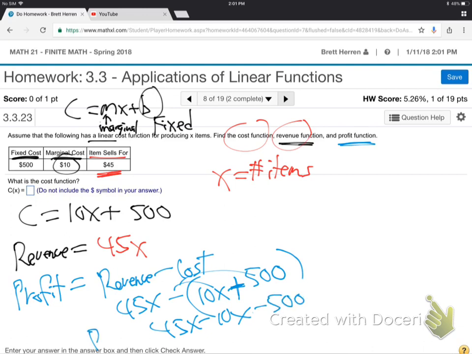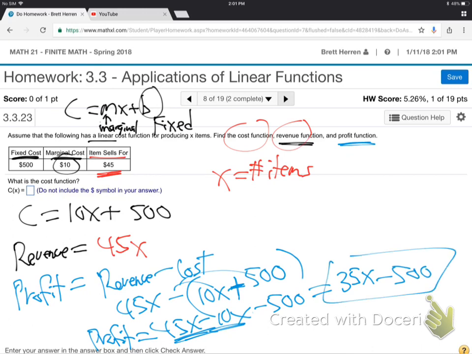So there's the profit function. And let's gather like terms. 45x minus 10x, 35x minus 500. There's the profit function. So that company can figure out how much profit they're going to make based on how many items they sell. Plug in 100 items, 35 times 100 minus 500, because that's the fixed cost just to get the operation going. They'll know how much profit they're going to make for selling that many items.